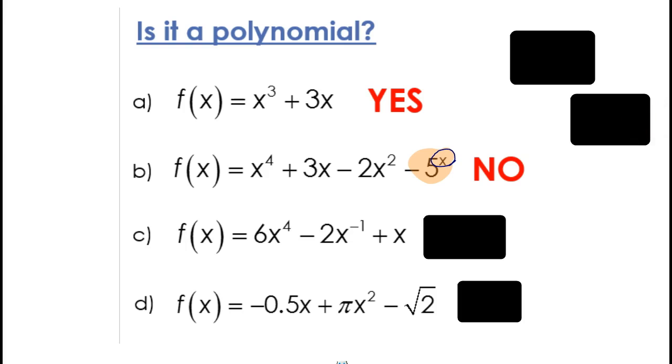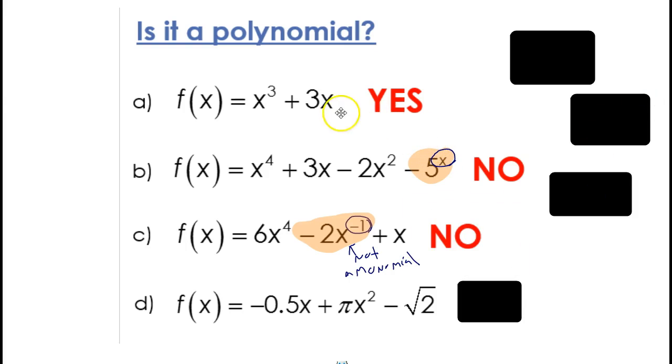What about C? Let's look at this one and see what we see. We see that we have three terms, three parts. One of the parts has an exponent that is not a whole number. Negative 1 is not a whole number. Whole numbers don't have negatives. That's called an integer. So negative 1 is not a whole number, and that means that this is not a polynomial, because negative 2x to the negative 1 is not a monomial. So we get another no.